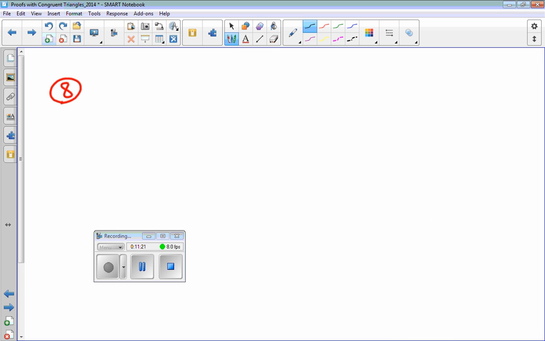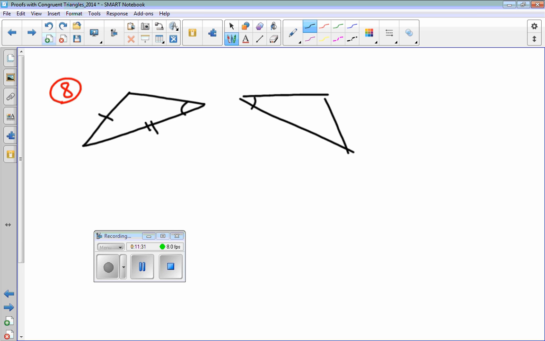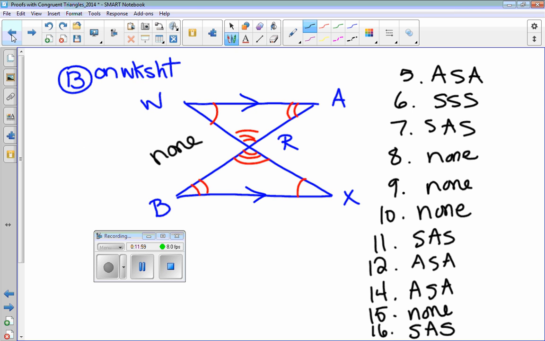Okay, in problem number 8, we have two different triangles. I'll just redraw them here. We do have an angle and two sides. Would you agree? The problem is, is the angle the included angle? Is it the angle that is formed by the two sides? No. So this one is side-side-angle, which, as we know, is not a way to prove triangles congruent. So anytime you have two sides and an angle, that angle has to be the included one, and it wasn't here. Okay?